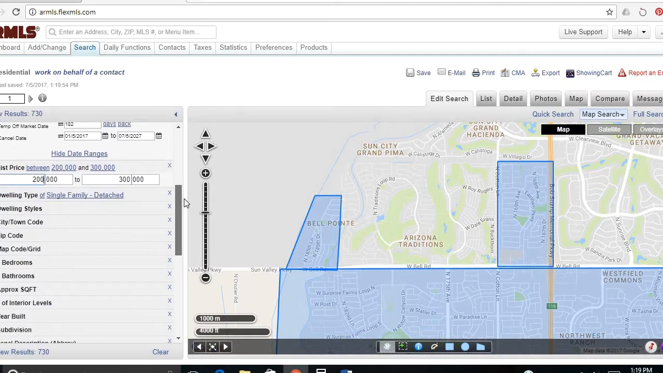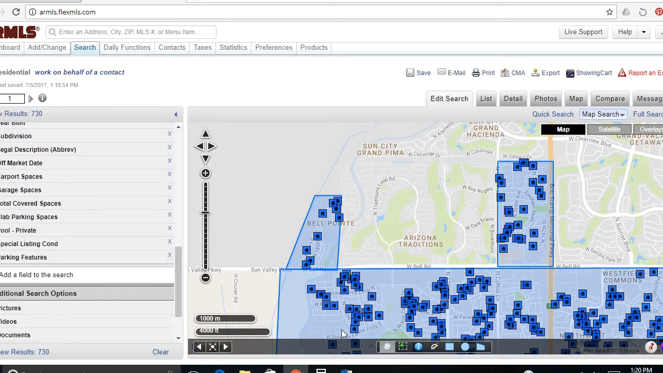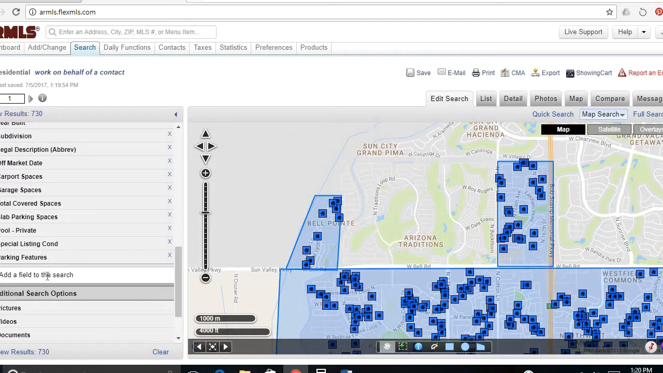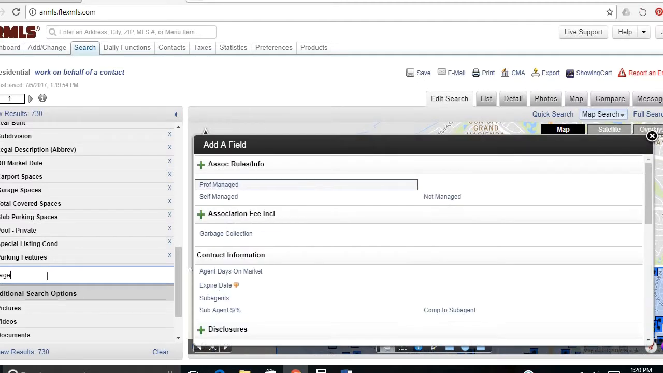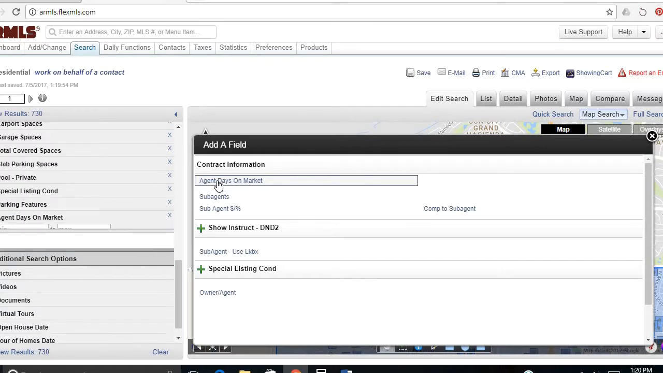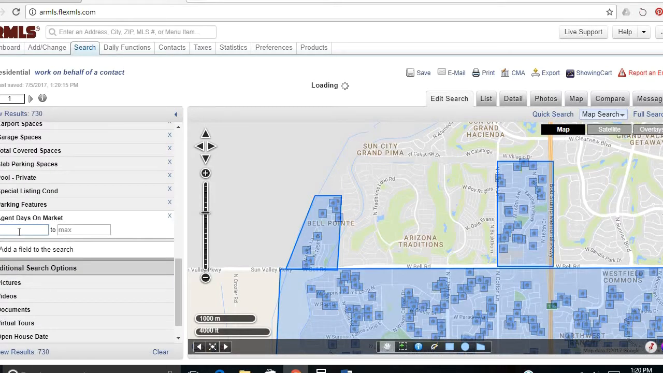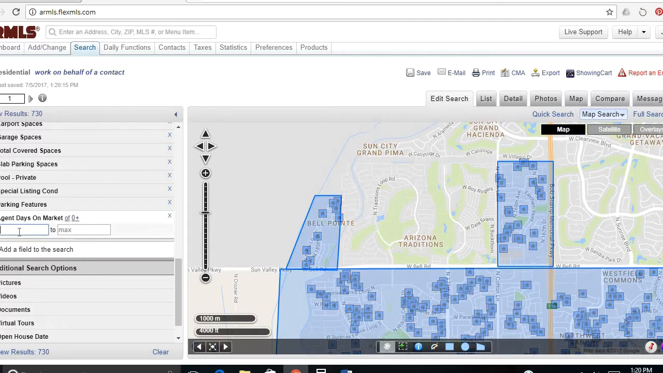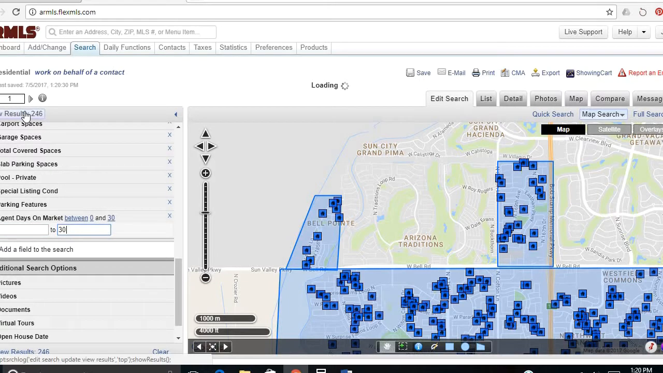Now, the only criteria we're going to add is how long were they on the market, right? That's how we're going to segregate the data. So we're going to add a search field and type in agent and select the first one that comes up, the agent days on market. We're going to take all the sold data in our geographical area between 200,000 and 300,000, all those homes that have sold over the last 6 months, and break them up into how long they were on the market. So the first bracket is the 0 to 30 days. There we go, 246.